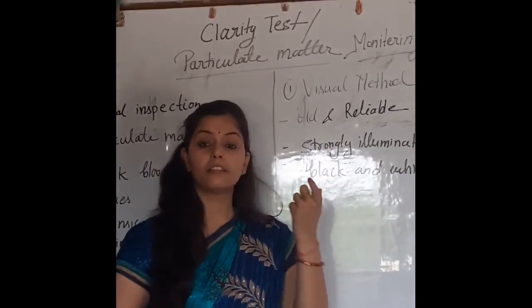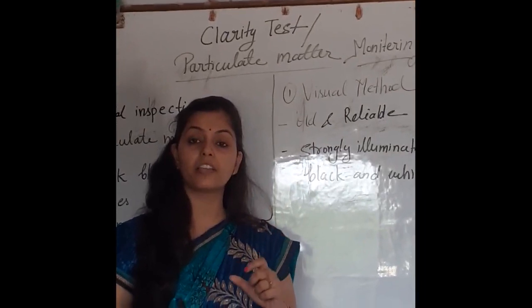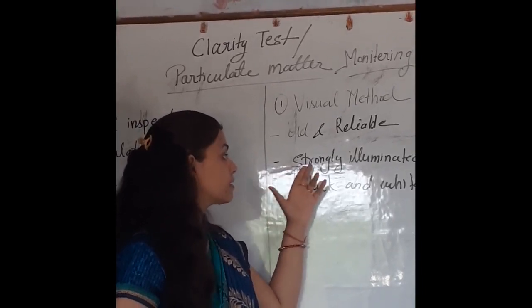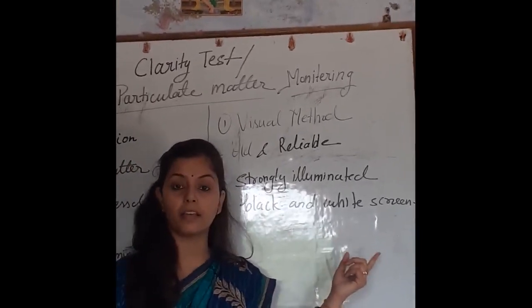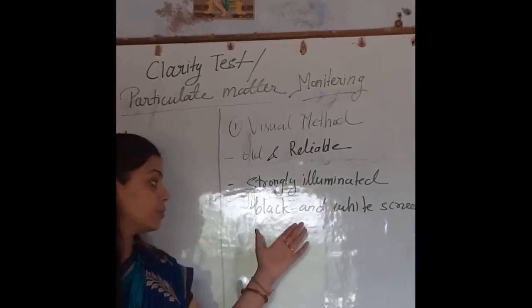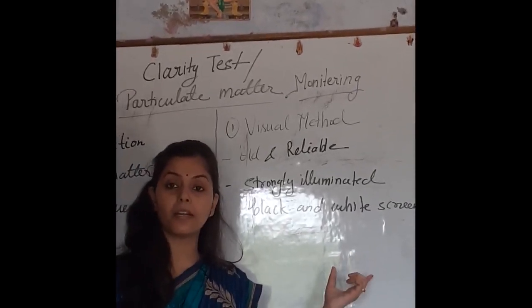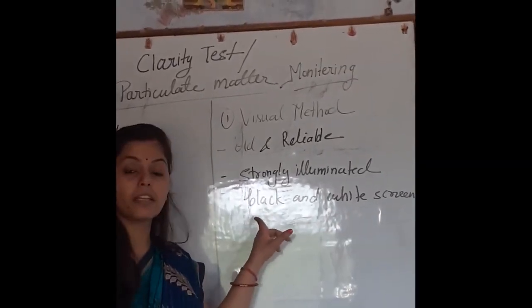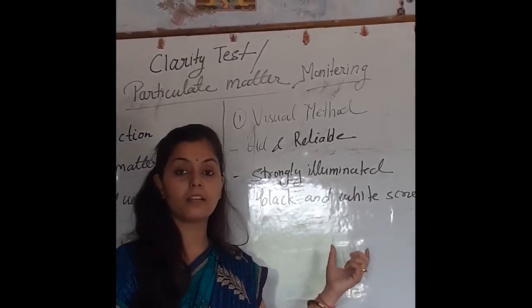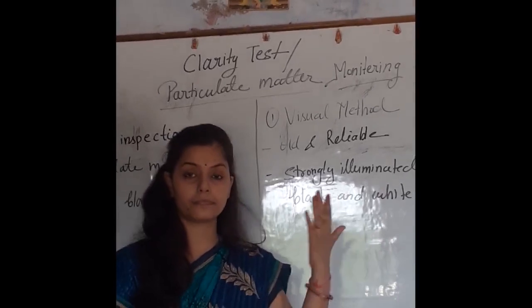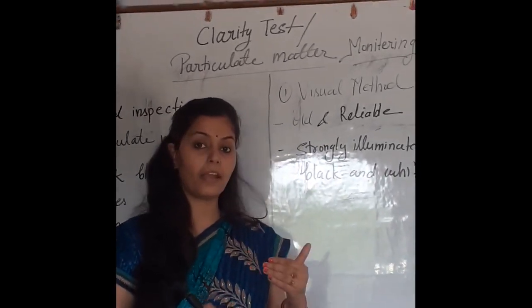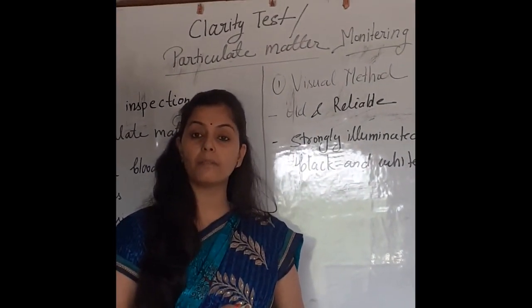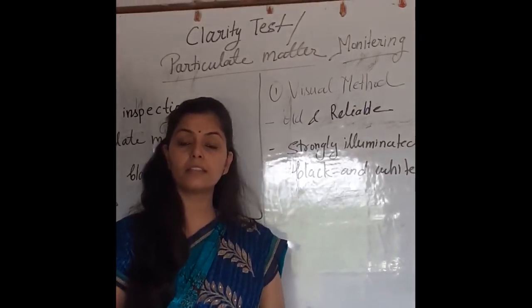In this method, the final or finished product container is held from the neck and it is held upright against the strongly illuminated black and white screen. Black and white screen are used depending upon the types of particulate matter present. White screen is used for black particles and black screen is used for light particles. Final formulation is slowly inverted and it is visualized for presence of any particulate matter. If any particulate matter is seen, then the container is rejected.